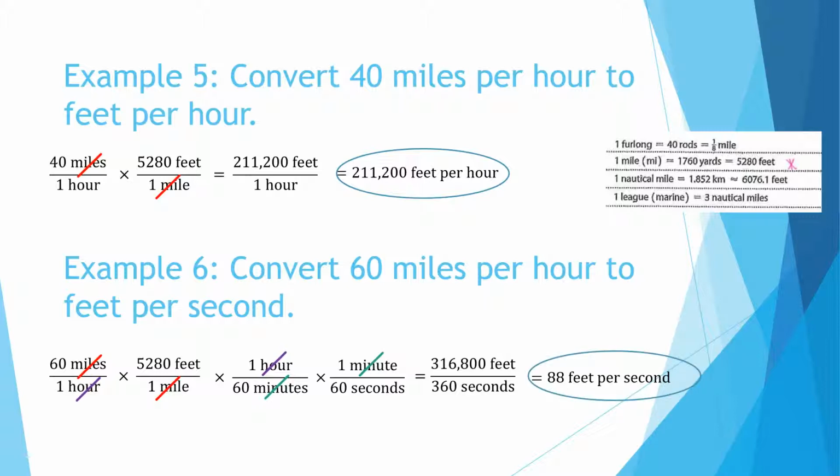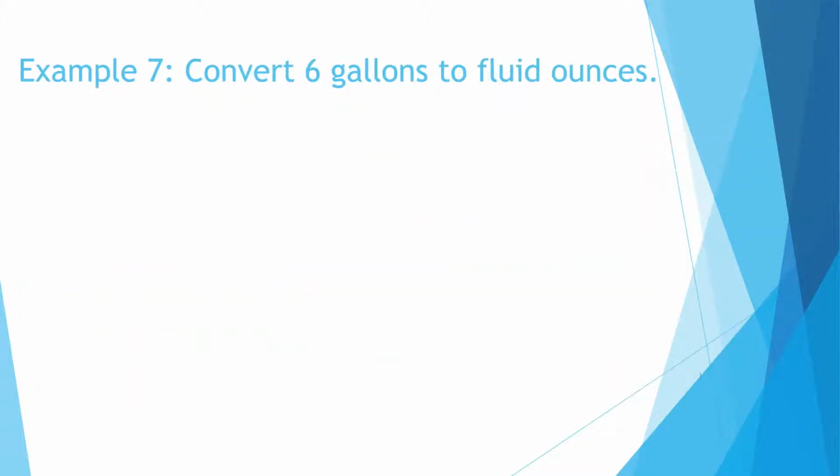Now we're going to get into the more complicated examples. The first example here says convert 40 miles per hour to feet per hour. So this is one of the special cases in dimensional analysis where you don't necessarily always start with a number over 1 like we've been doing so far. And the reason that we don't start with a number over 1 is because miles per hour is a rate. So that means that it involves 2.